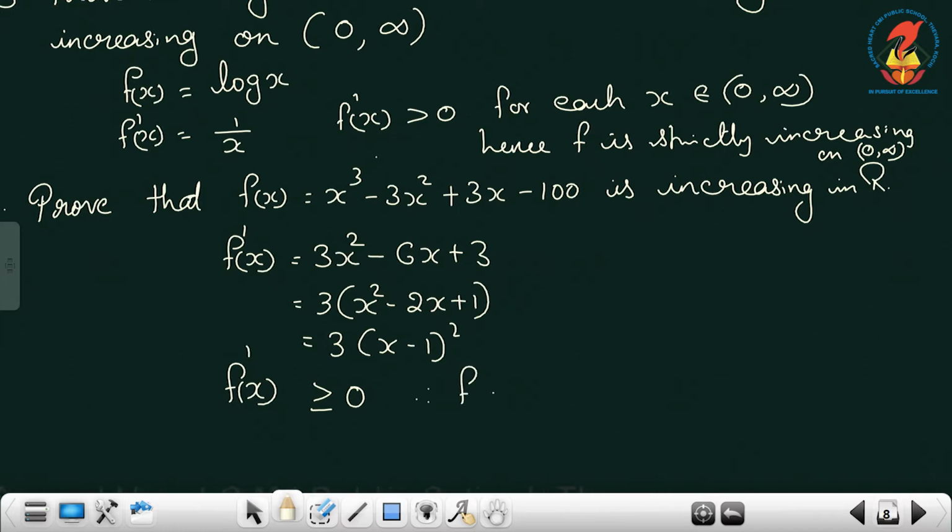Therefore, we can write f is not strictly increasing, it is increasing. If the equal symbol comes, then it is increasing. Increasing for all real numbers, that is in R.